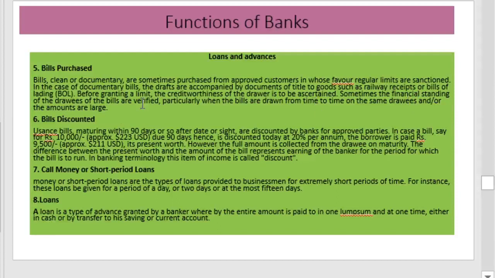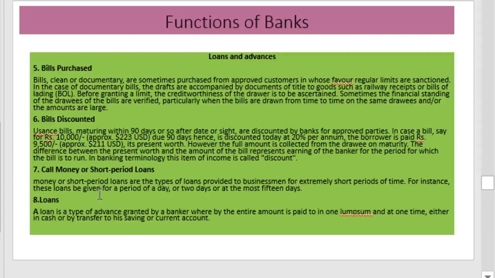In the case of the documentary bill, the drafts are accompanied by documents of title of goods, such as railway receipts, a bill of lading, etc. That is, the loans are granted against the bills approved by the banks. And bill discounted means bills maturing within 90 days or so after the date are discounted by a bank for the approved parties. Bills issued by various parties can also be issued to the customers by discounting the amount.